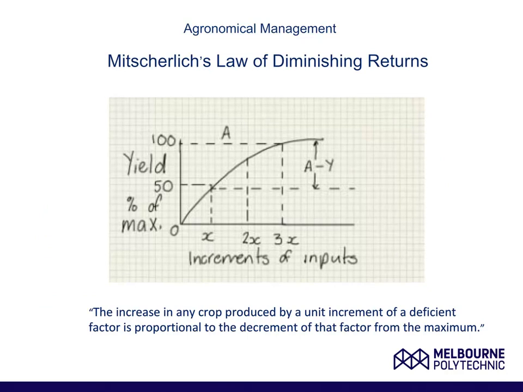Now let us look at the law of diminishing returns. The graph on the screen demonstrates the concept. The increase in any crop produced by a unit increment of a deficient factor is proportional to the decrement of that factor from the maximum.